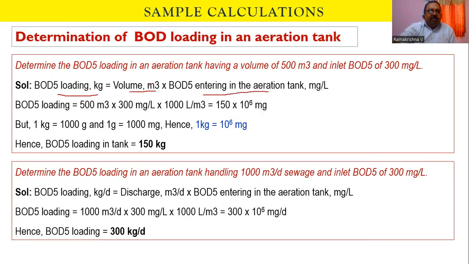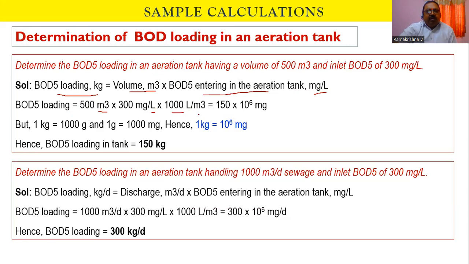This is what we have to calculate in terms of milligrams per liter. So therefore, BOD5 loading is equal to the volume, 500 meter cube, times BOD5 entering, 300 milligrams per liter. Here volume is expressed in terms of meter cube, here it is expressed in terms of liters. So there should be a continuation of these units. 1 meter cube is equal to 1000 liters. So you express that as 1000 liters per meter cube.